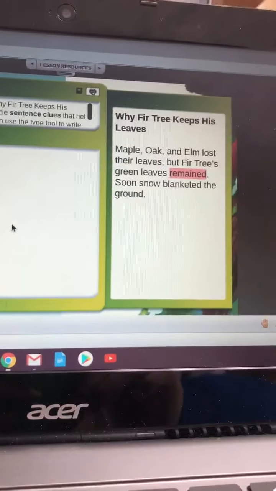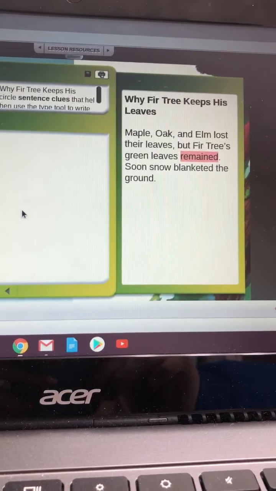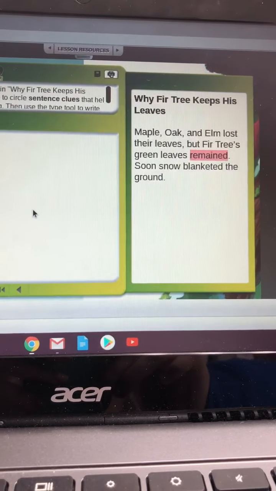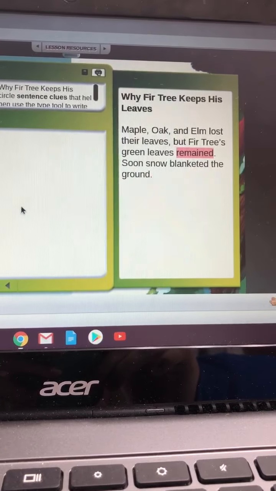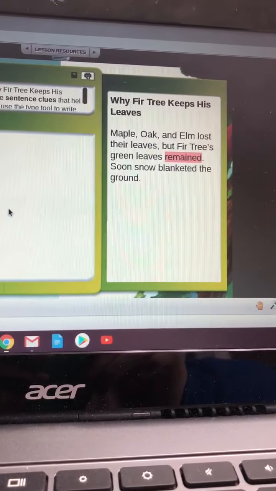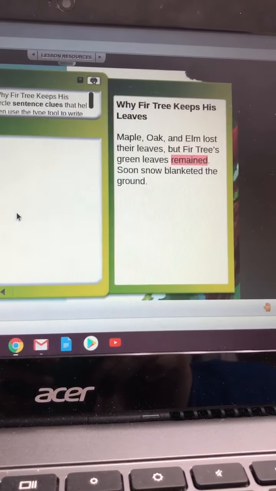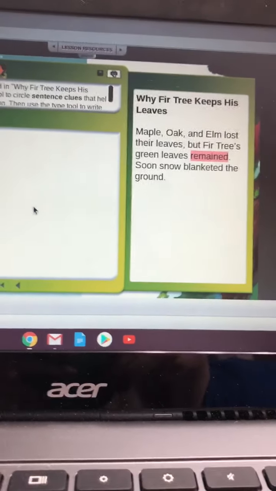So those are some examples of how you can use sentence clues or context clues to help you understand unknown words. Great job, you guys. Remember, go back over your vocabulary. I want you to do lots of practice on that so you can get 100 on your quiz on Thursday. Keep working hard.